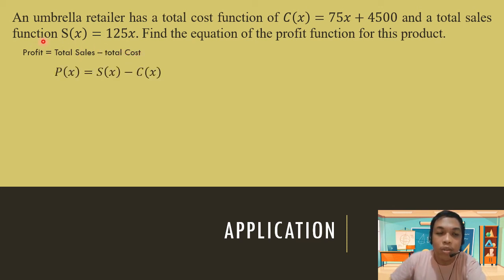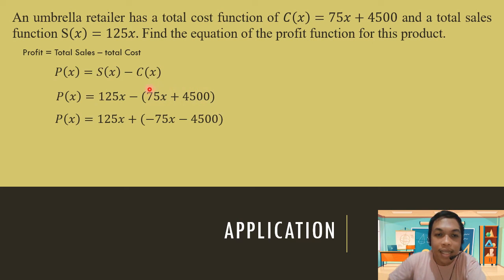By substitution of the given functions in our problem, we have p of x is equal to s of x minus c of x. So, s of x is 125x minus our cost function. Let us reverse the signs of this. It will become negative 75x minus 4,500. And then, we proceed to addition. So, p of x is 125x plus negative 75x, which is 50x, and then minus 4,500.